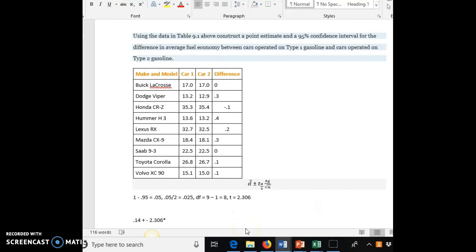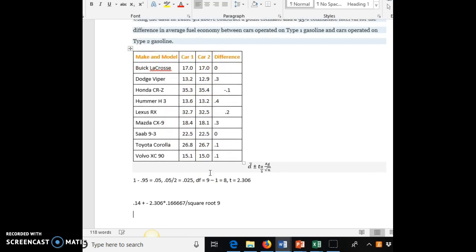So my standard deviation is 0.1667 divided by the square root of n. And of course, n in this instance is the number of pairs. So we don't want to count it as 18. We want to count it as there's 9 pairs here. So it's the square root of 9. All right, so let's work out that right-hand side first. I'll put 2.306 times 0.1666667 divided by the square root of 9 into my calculator.